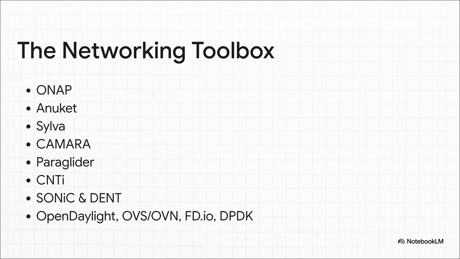Think of a CNF as a piece of network equipment, like a router or a 5G core, that has been rewritten as modern software. CNTI acts as a kind of independent quality inspector. When a vendor claims their product is cloud-native, CNTI provides an objective, standardized test to actually prove it. This is vital. It gives operators the confidence that the different pieces of their network from different vendors can actually work together dynamically in an automated environment.